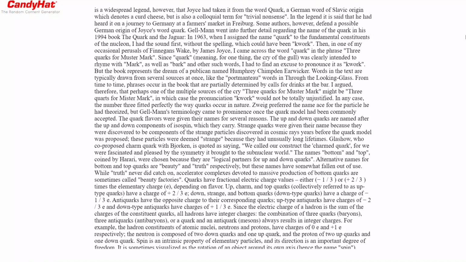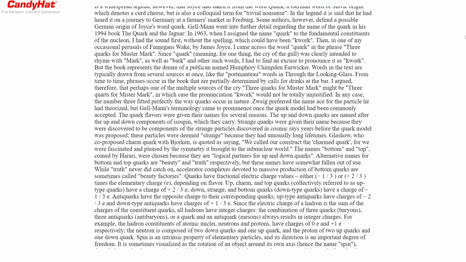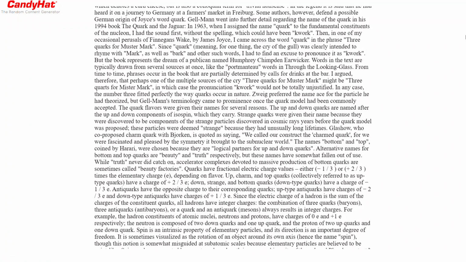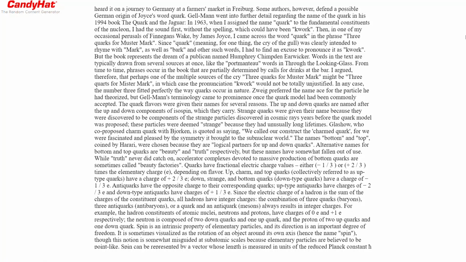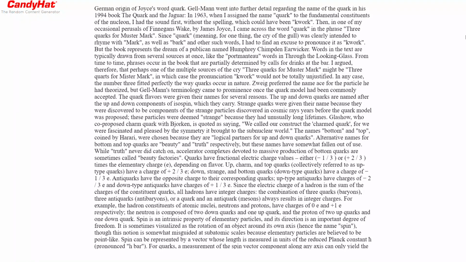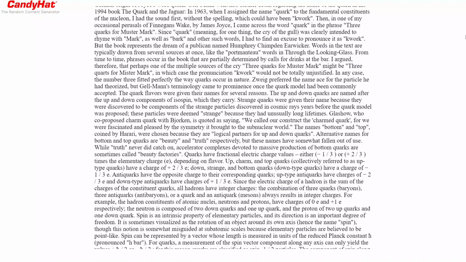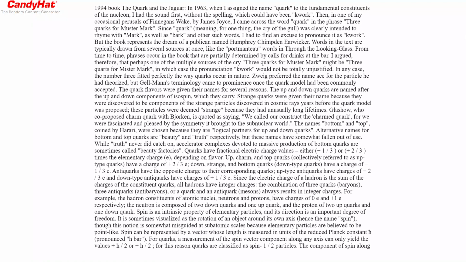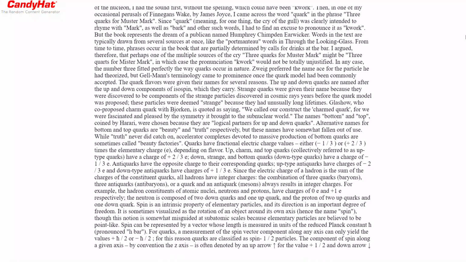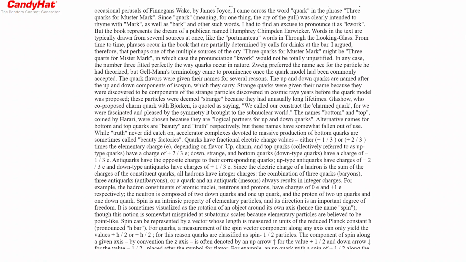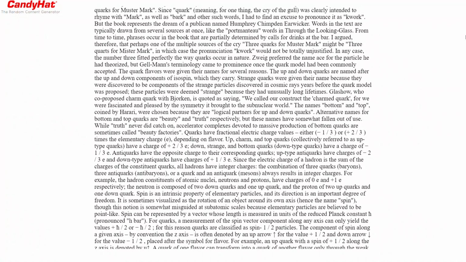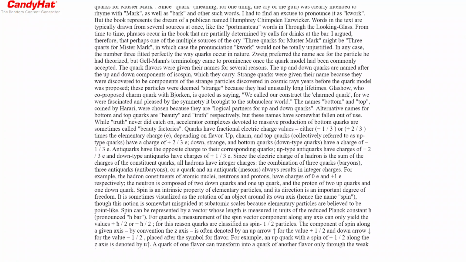Spin is an intrinsic property of elementary particles, and its direction is an important degree of freedom. It is sometimes visualized as the rotation of an object around its own axis, hence the name spin, though this notion is somewhat misguided at subatomic scales because elementary particles are believed to be point-like. Spin can be represented by a vector whose length is measured in units of the reduced Planck constant ħ, pronounced h bar. For quarks, a measurement of the spin vector component along any axis can only yield the values +ħ/2 or -ħ/2. For this reason, quarks are classified as spin-1/2 particles. The component of spin along a given axis, by convention the z-axis, is often denoted by an up arrow for the value +1/2 and down arrow for the value -1/2, placed after the symbol for flavor.